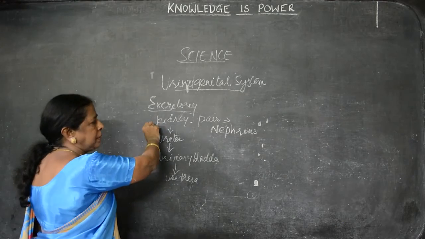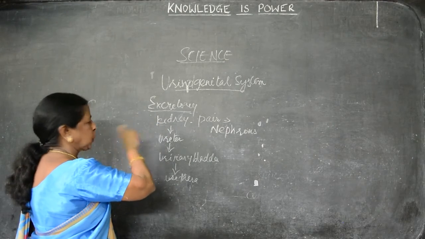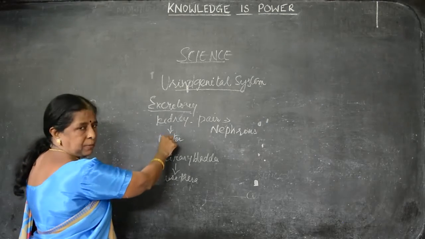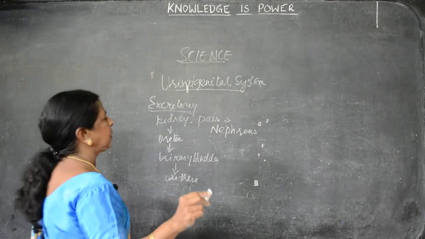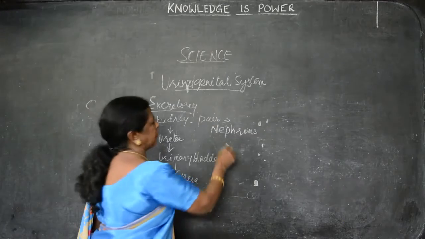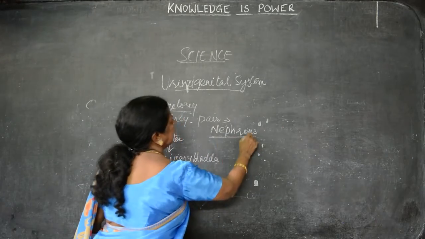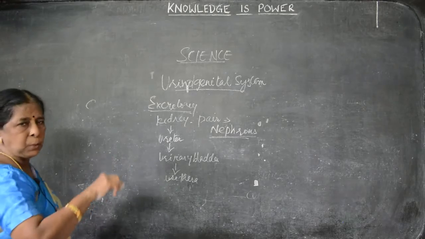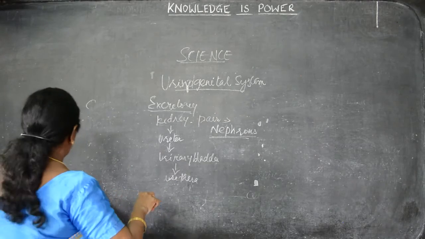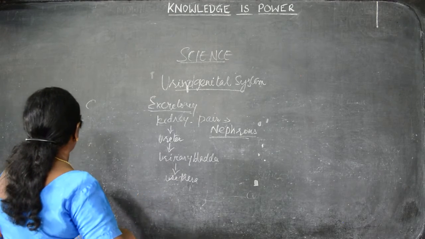The kidney can be seen in the abdominal cavity, and it goes to the ureter. From the ureter, it leads to the urinary bladder and urethra. Here, which is the main important organ that collects the nitrogenous waste material from the body? That is the nephrons. There are thousands of nephrons present in it. They are converted into tubules. That tubule is known as Henle's loop.